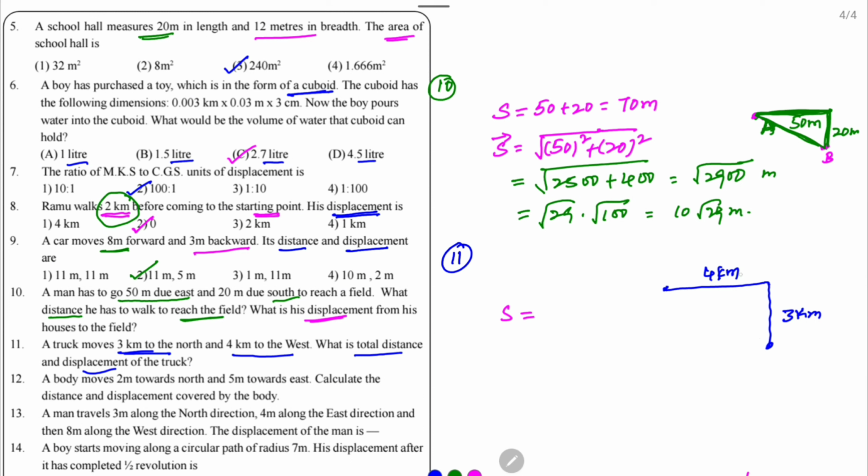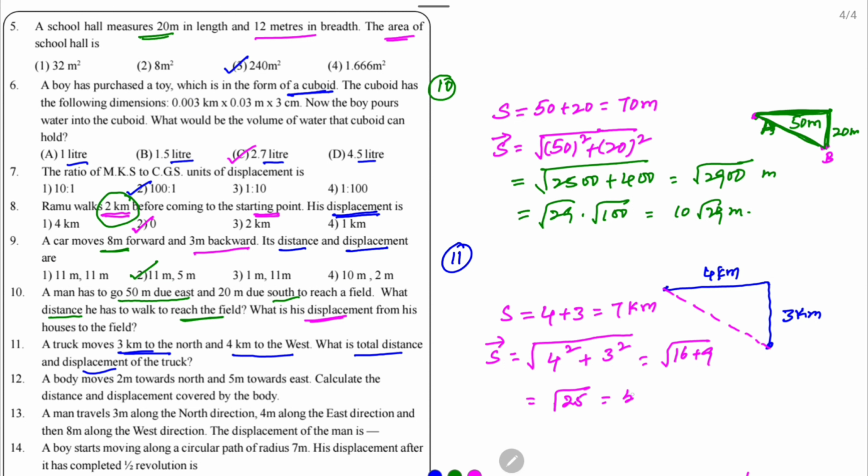Distance is nothing but the total length of the path, which is 4 plus 3, which is 7 kilometers. And the displacement is the shortest distance between the initial point and the final point. This is your shortest one, which is the hypotenuse of the triangle. The length of the hypotenuse is square root of leg 1 squared, 4 squared, plus leg 2 squared, 3 squared, which is square root of 16 plus 9, which is root 29.